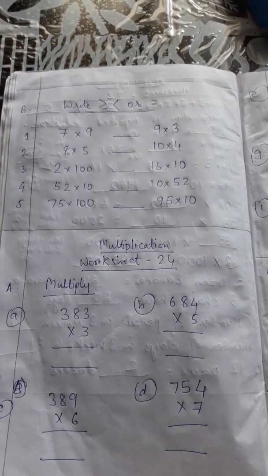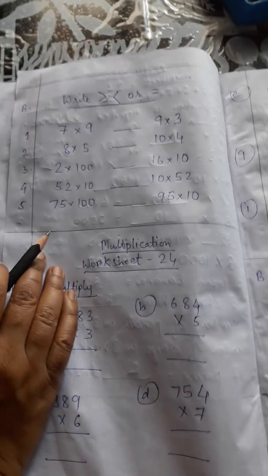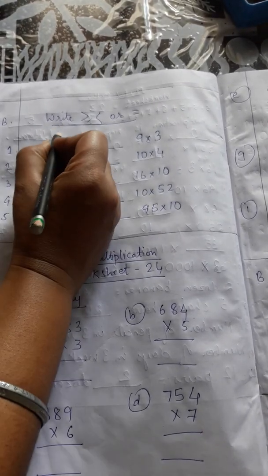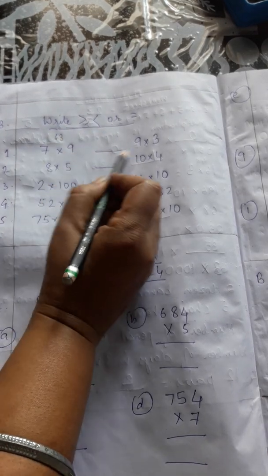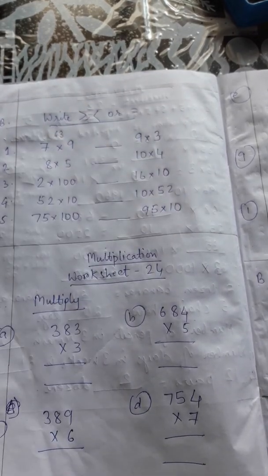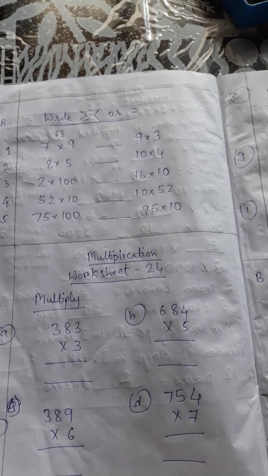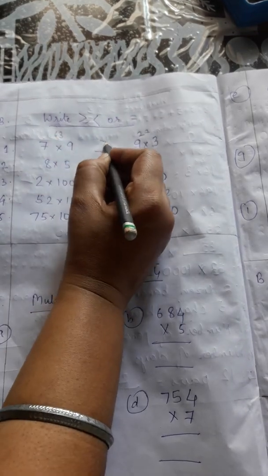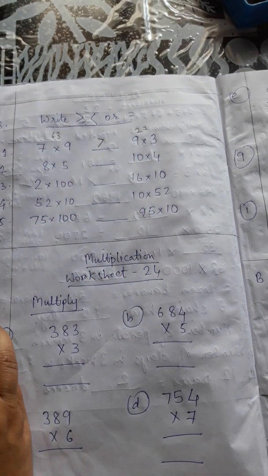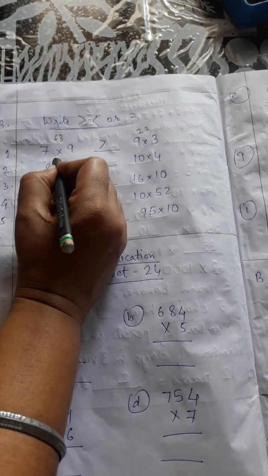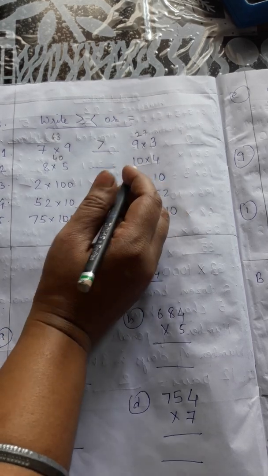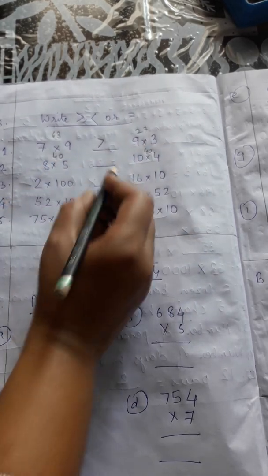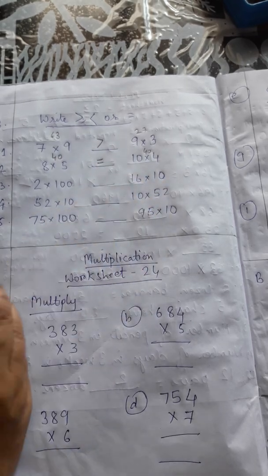Now see, put greater than, smaller than or equal to. 7 into 9 will be how much? 63. Dash, 9 into 3 will be 27. So which is greater? 63 is greater. So put an arrow sign like this. 8 into 5 will be 40. 10 into 4 will be 40. So both the sides are 40. So it will be an equal sign.